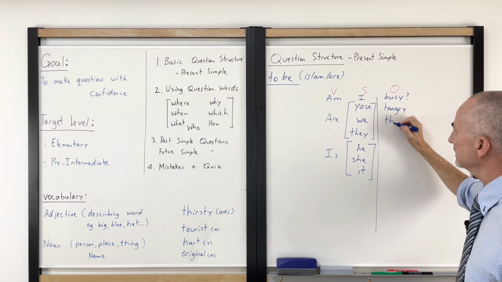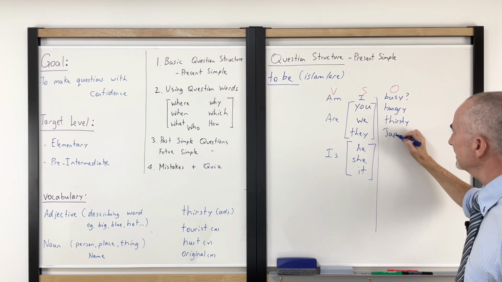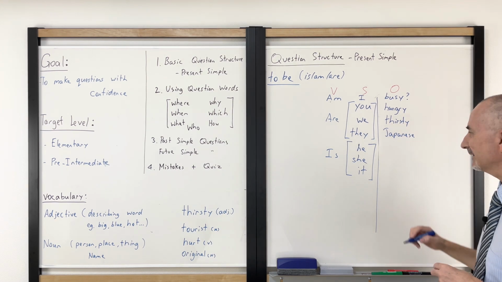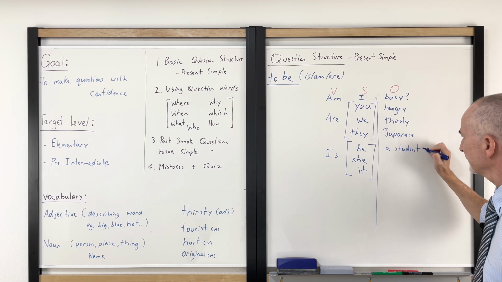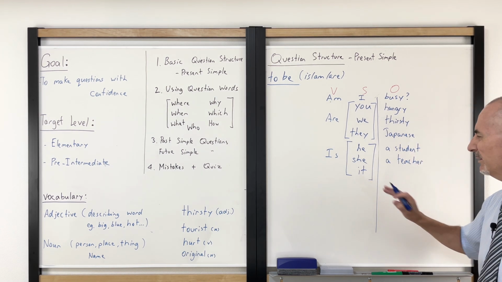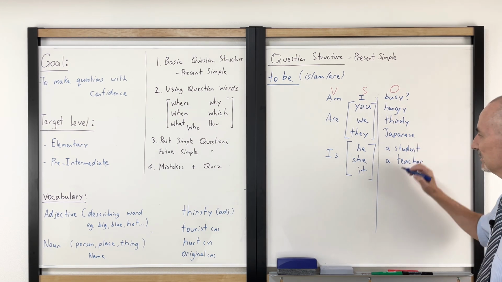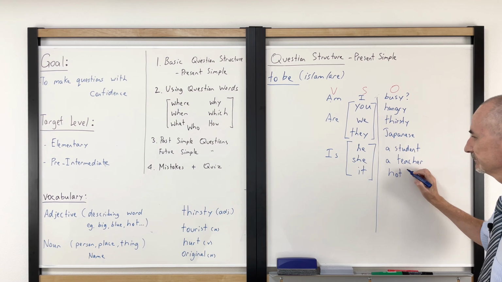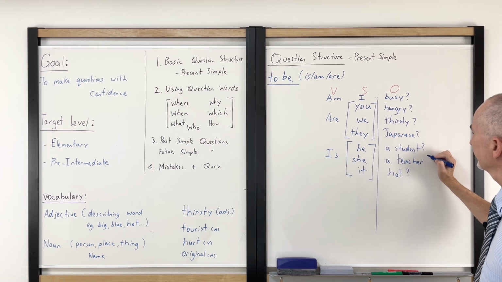Are we thirsty? Are they Japanese? Is he a student? That's right. Is she a teacher? And for it is a little difficult, so I'm going to go with another adjective. I say, is it hot? Right, let's put some question marks there.